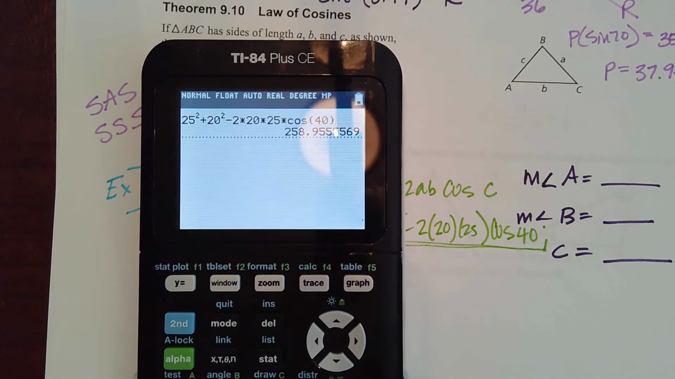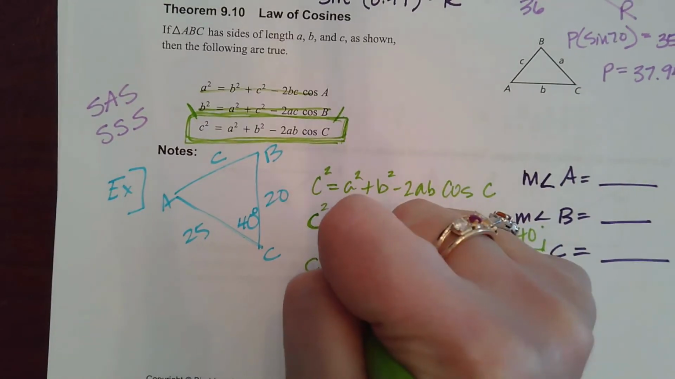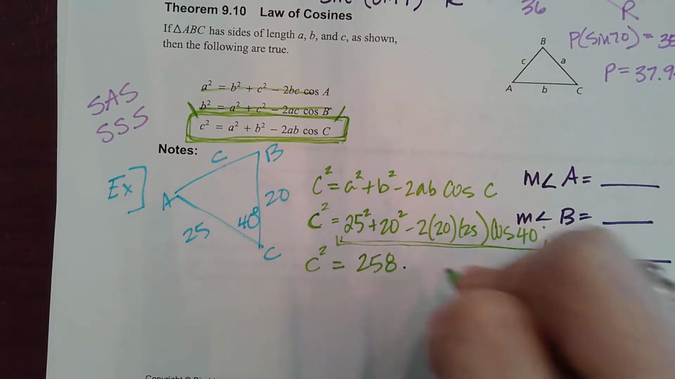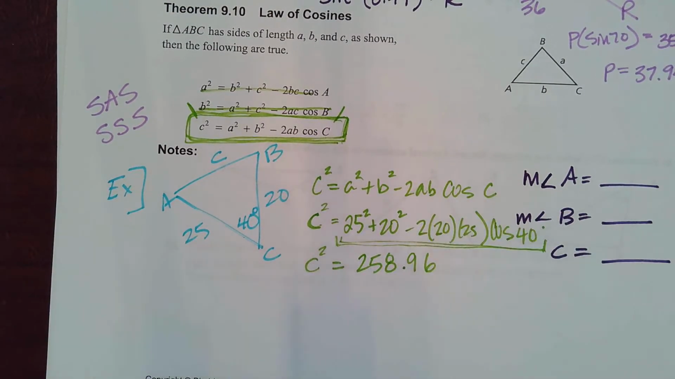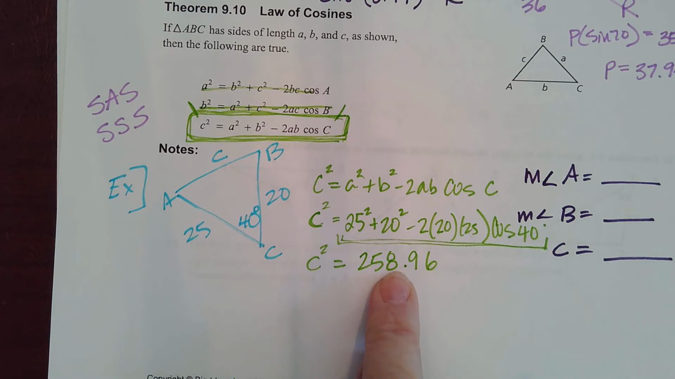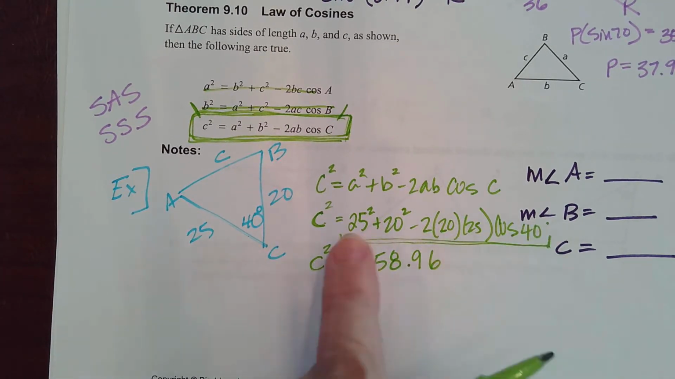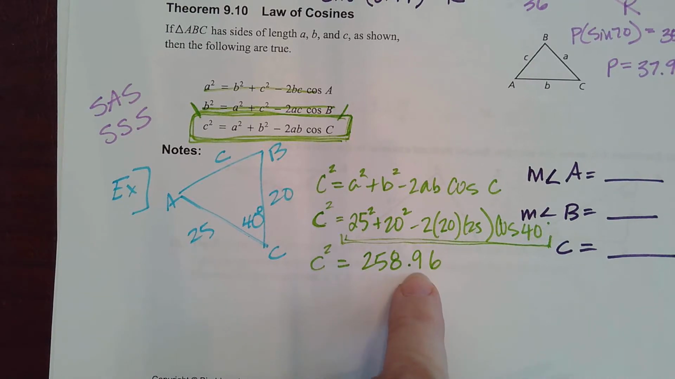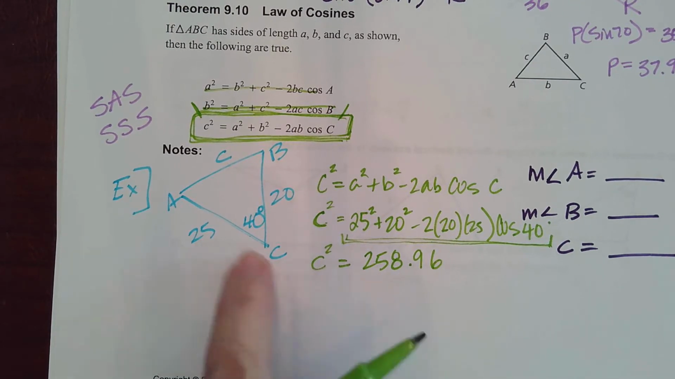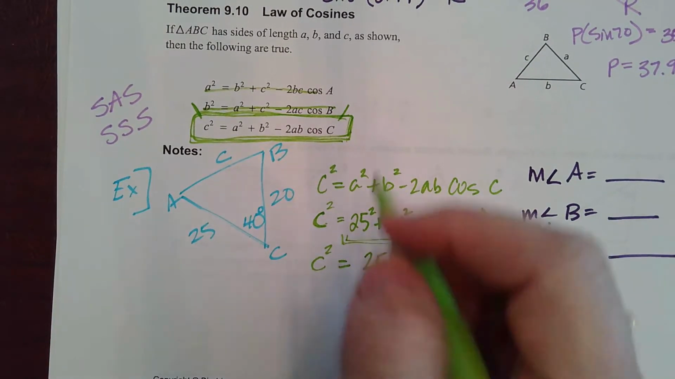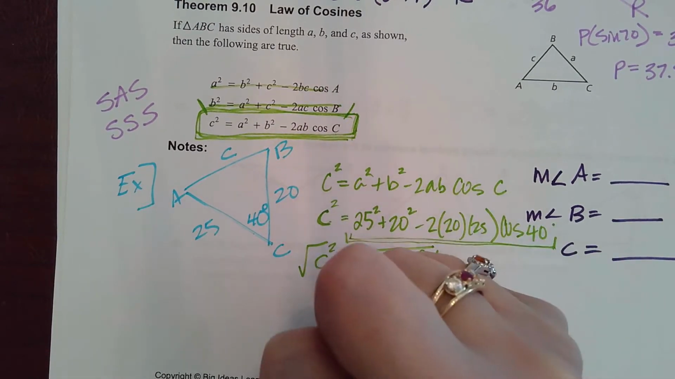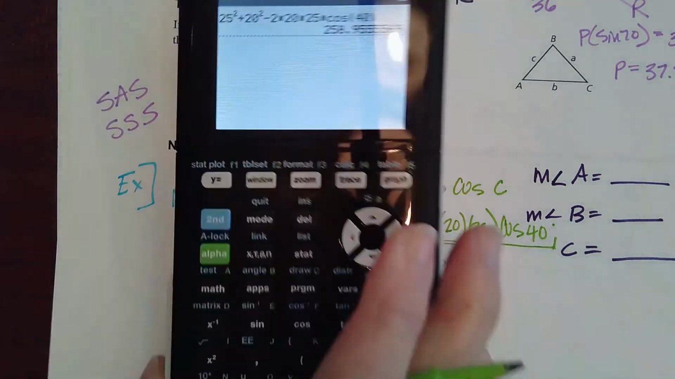Leave your answer in your calculator, but round it on your paper. So I have 258.96-ish. This is an important step because we want to make sure that all the numbers are plugged into your calculator or into your problem correctly. We want to see that you've come to this step. This is not side C though. Remember, this is C squared. So you need to do one last thing and square root both sides.